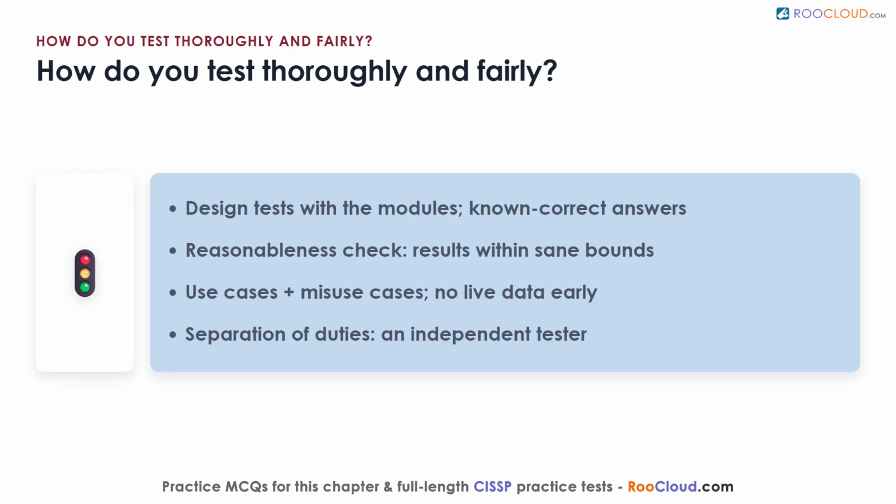Never test with live production data early on, since a flaw could expose or corrupt it. And apply separation of duties by having someone other than the original programmer test the code, because a third party gives a broader, less biased examination than the author ever could. Think of it like proofreading. The writer skims past their own typos, while a fresh set of eyes catches them.